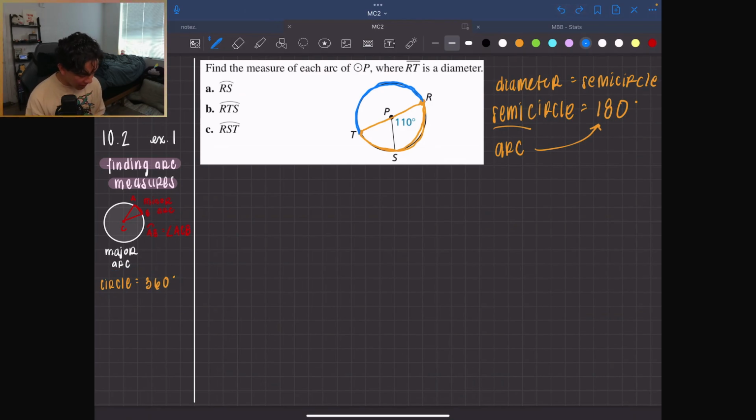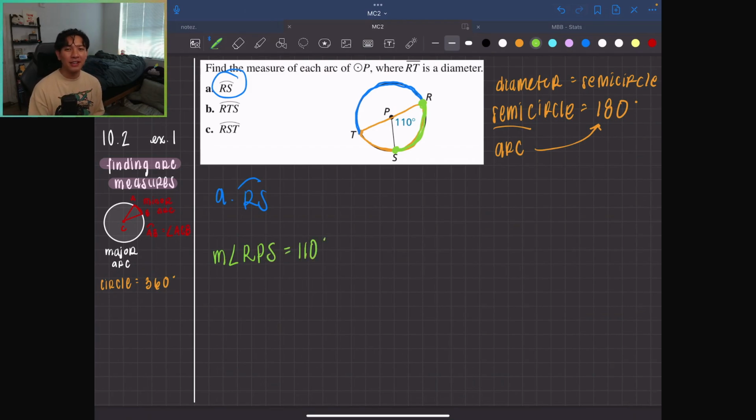So first off, for A, we're going to read this symbol as arc RS. So arc RS, let's take a look at where RS is located. Well, R is over here. I'll label it green. R is over here. S is located here. And we have this right over here. Notice we have 110 degrees. This is going to be the measure of angle RPS, 110 degrees.